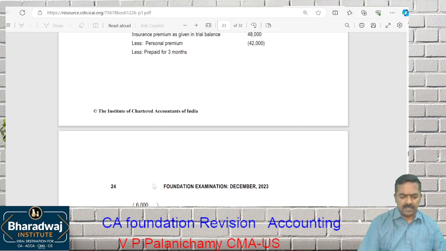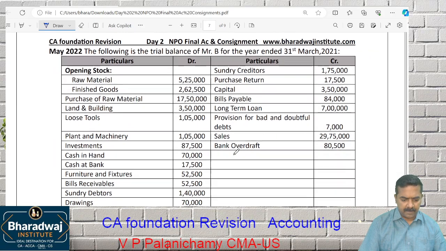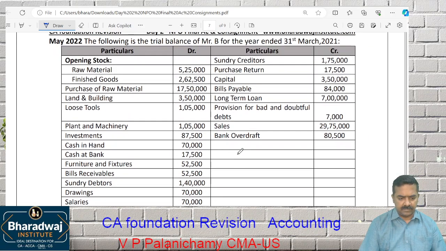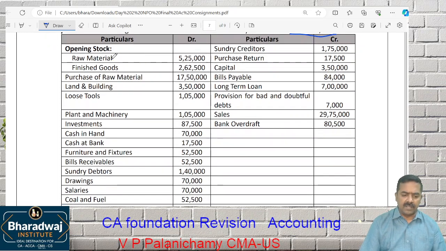Come to the next question. No need to copy this. Directly we can apply it in the next question. The following is the trial balance of Mr. B for the year ending 31st March 2021. Raw material is given. It will come in which account?